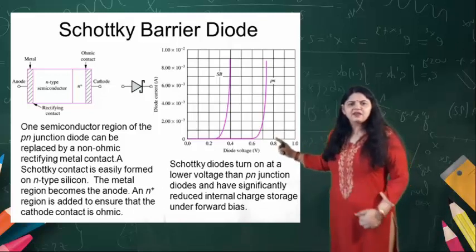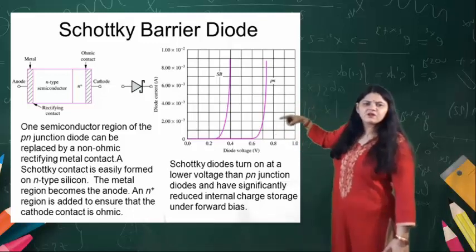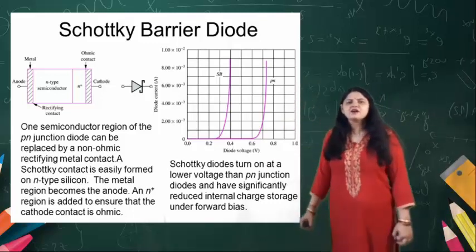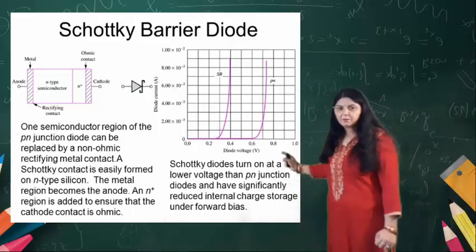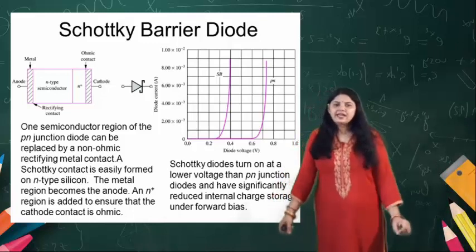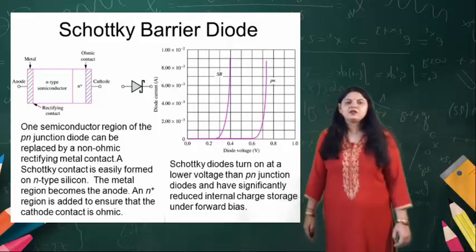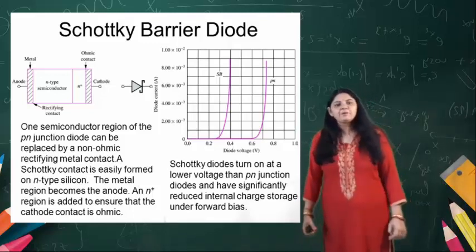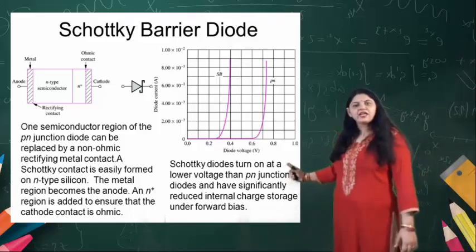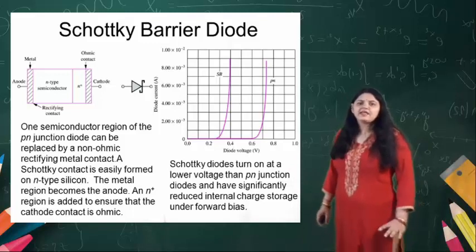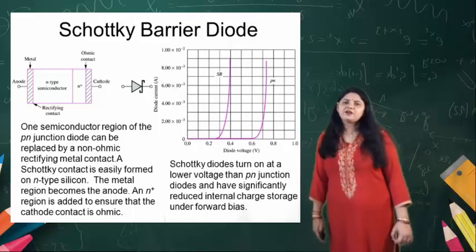Here again, you can see that whenever a lower voltage is applied, we have the characteristics of the current mode. One semiconductor region of the PN junction diode can be replaced by a non-ohmic rectifying contact, a Schottky contact, which is easily formed on an N type silicon. The metal region becomes the anode, and an N plus region is added to ensure that the cathode contact is ohmic. The silicon diode turns on at a lower voltage than the PN junction diode, and the internal charge storage is reduced under forward bias.